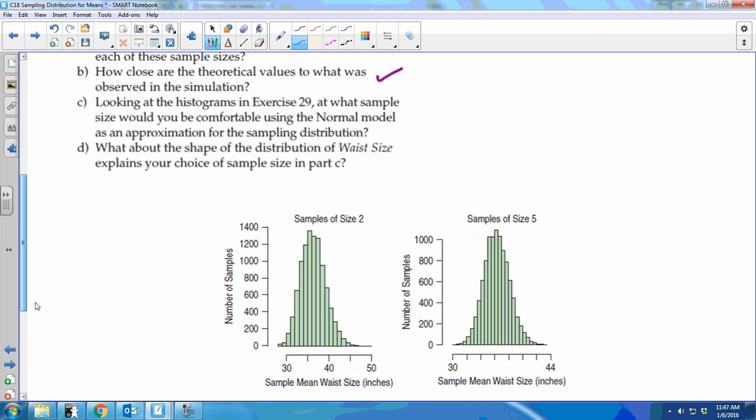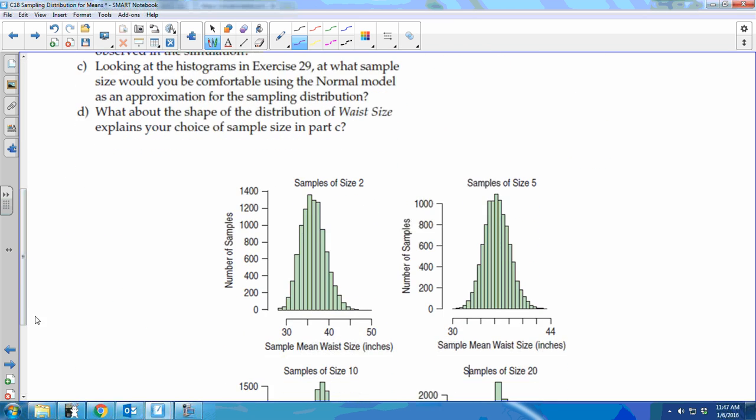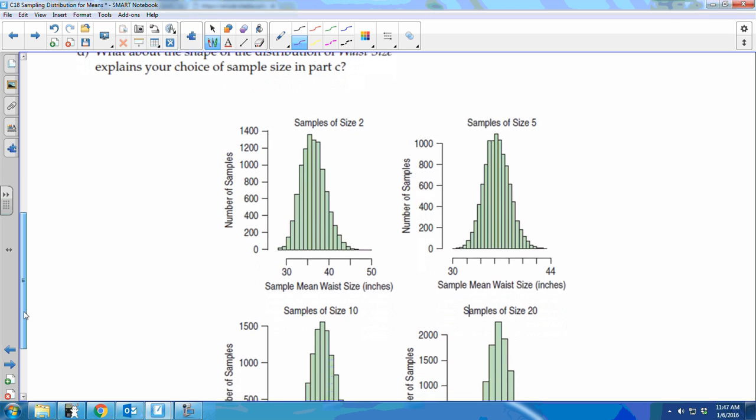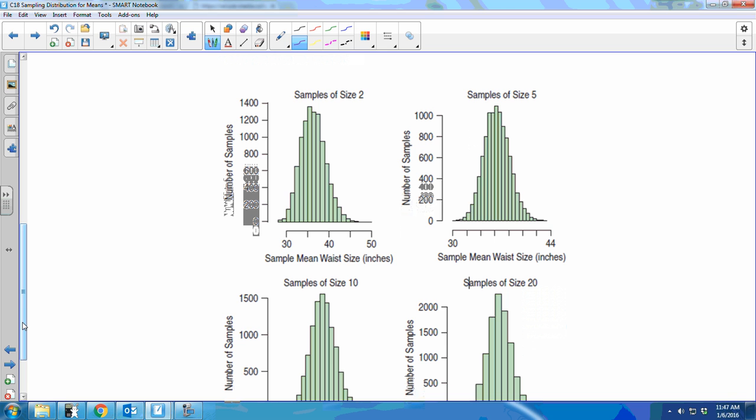It says, looking at the histograms in exercise 29, at what sample size would you be comfortable using the normal model as an approximation for the sampling distribution? So again, it's your determination in this part of the chapter whether the sample size is large enough. Do you think n is large enough or not? So think about what the distribution looks like to begin with. If it's unimodal and symmetric to begin with, then you can use whatever sample size you want. If it's skewed in any way, maybe you need a larger sample size to counteract that.